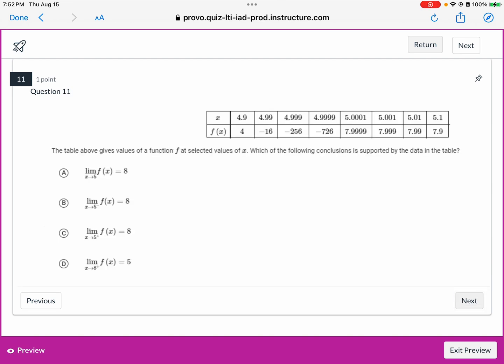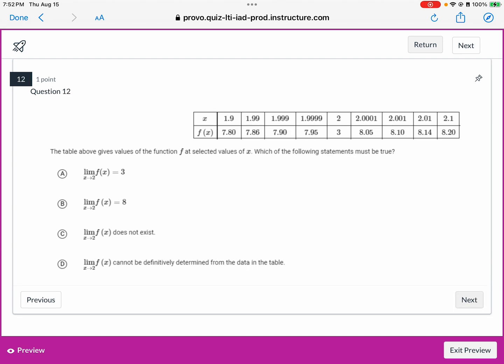Question 11. The table above gives values of a function f at select values of x. Which of the following conclusions is supported by the data in the table? Again, it's using that language, supported. You should be safe to assume, so go ahead and give that one a go. Question 12. The table above gives values of the function f at select values of x. Which of the following statements must be true?